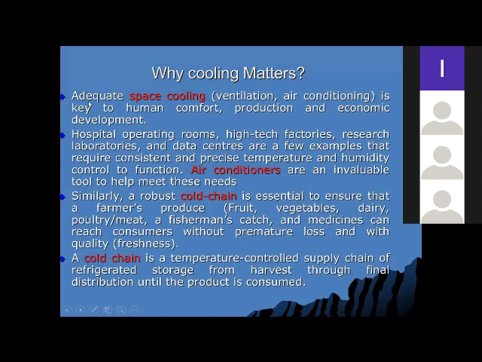Why cooling matters, of course, we know. For example, now with COVID vaccination, we have to keep the vaccines in a cool place. So cooling is very, very important.